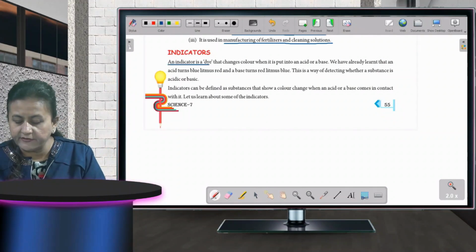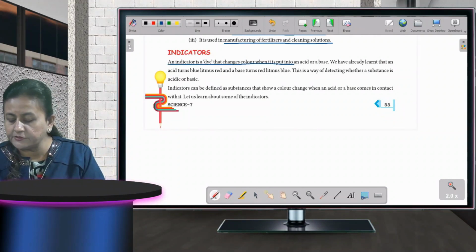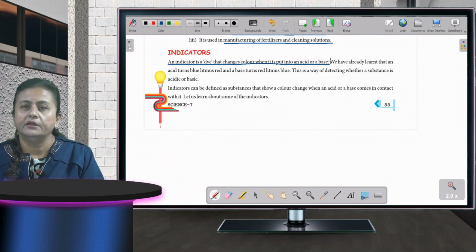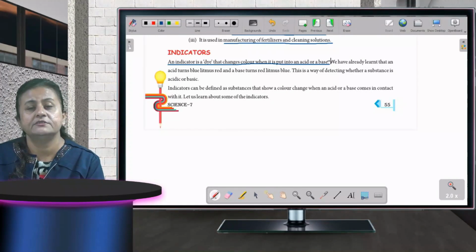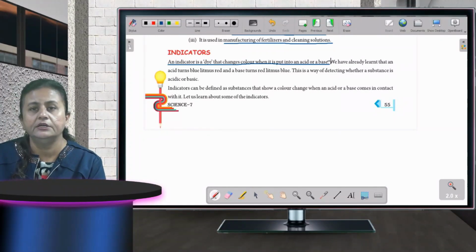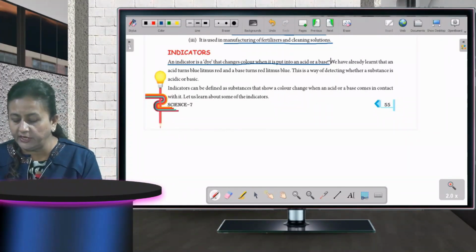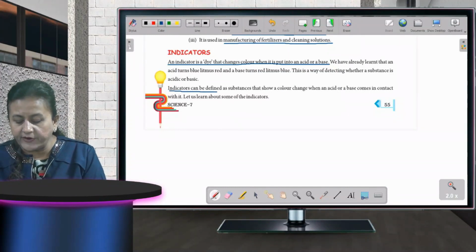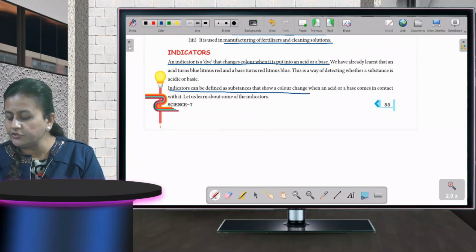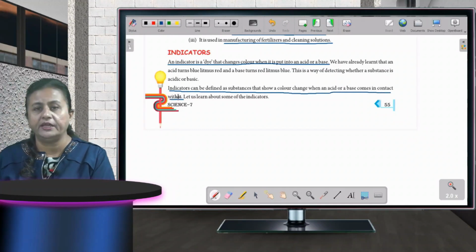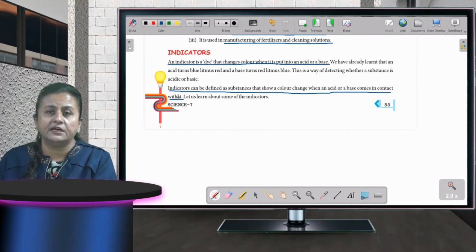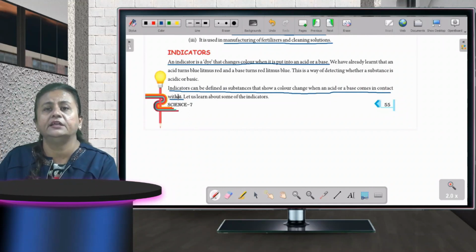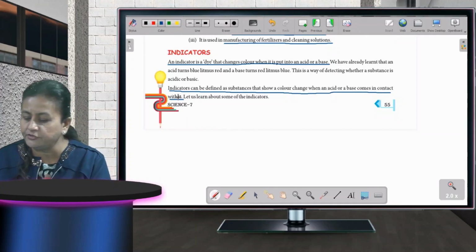An indicator is a dye that changes color when it is put into an acid or a base. In case we put the indicator in any solution which is acidic or basic in nature, it will change its color. Indicators can be defined as a substance that shows a change of color when an acid or base comes in contact with it. Fine, children.